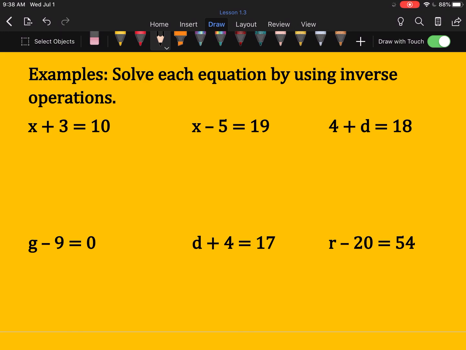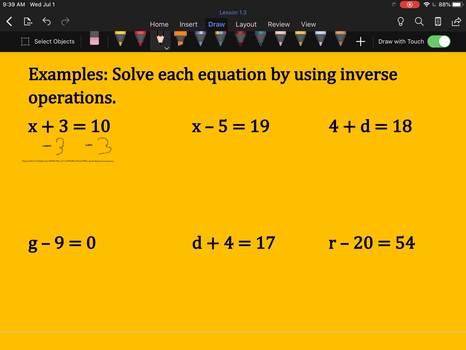So x plus 3 equals 10. The operation is addition, plus 3. The inverse of that is to subtract 3. And whatever I do on one side of the equation, I must do to the other. What we're doing here is isolating the variable.